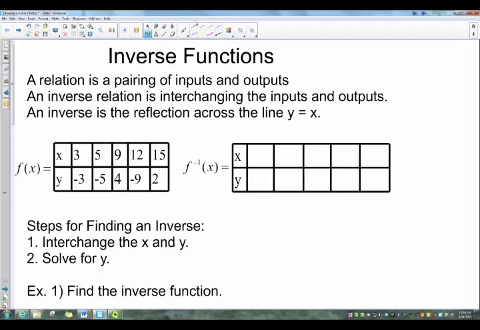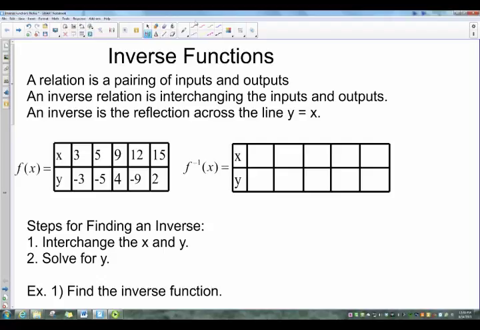In this section we're going to look at inverse functions. You should remember from Secondary Math 1 that a relation is a pairing of inputs and outputs. Basically you have a list of x's and y's. An inverse interchanges those, so all of your x's now become y's and all of your y's now become x's. What that essentially does is reflect across the line y equals x.